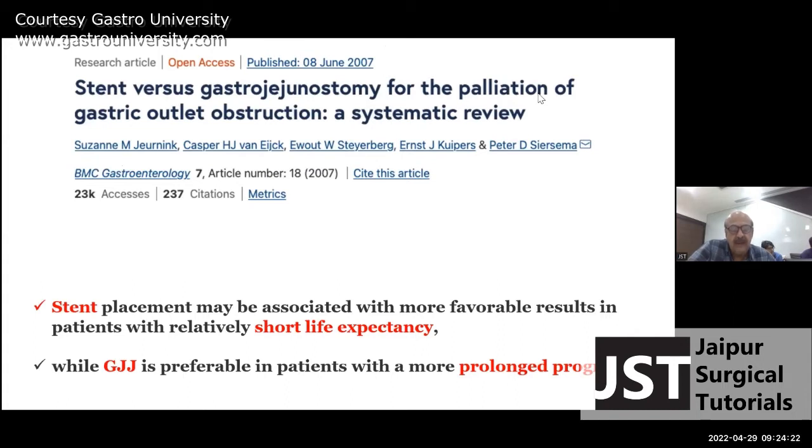If there is a short life expectancy, then stent placement should be ideal because of the favorable results, short hospital stay and less morbidity in these patients. If you suspect a prolonged prognosis in these patients, of course, the patency rate of gastrojejunostomy is better than the stents.